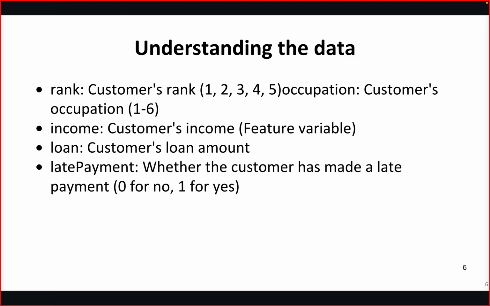So rank could also be a feature, and also occupation, 1 to 6, and income, loan. Okay, loan could also be a feature, because the banker has already loaned the money to the customer. And late payment: whether the customer has made a late payment, whether they pay the money back to the bank on time or not on time. 0 for no, 1 for yes. So it's also categorical.